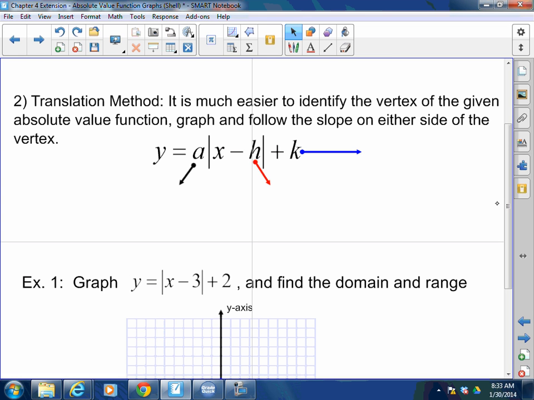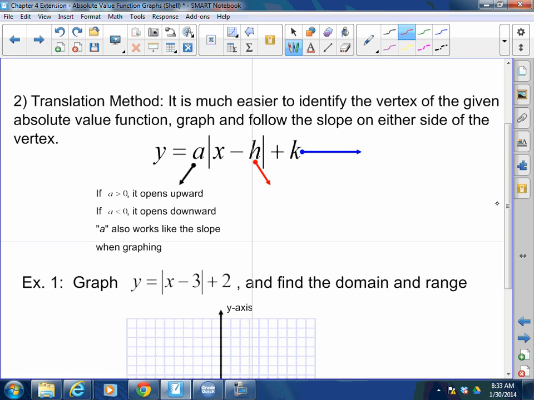So let me explain how you read an absolute value function. The A. The A is kind of like a slope. If A is greater than 0, if it is positive, it will open upward. That's how you know if it's going to be upward. And remember, if the graph is pointing upward, you have a minimum. If A is less than 0, it opens downward. So if you have a positive in front of the absolute value, it's going up. If you have a negative in front of the absolute value, it's going down.